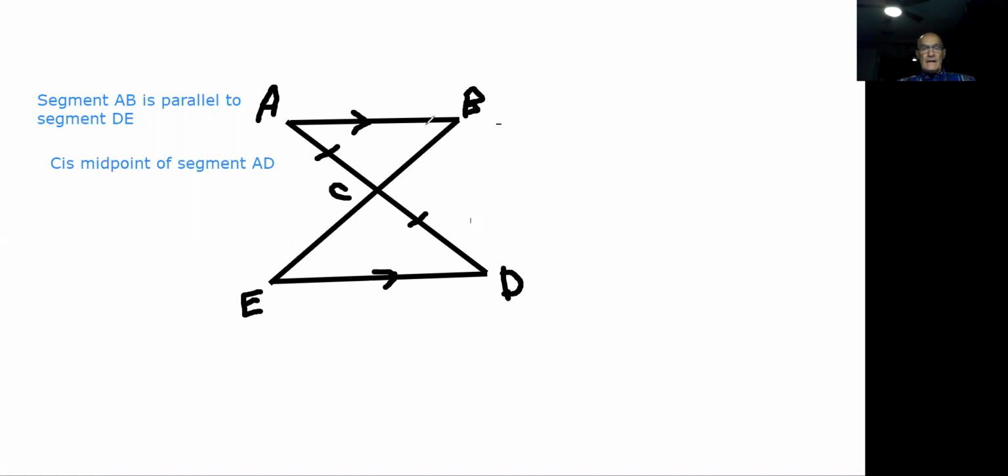But since I know these are parallel, I know that this angle here is congruent to this angle here because they are alternate interior angles. And then I can do the same thing over here. So I know that this angle here and this angle up here are congruent because they are also alternate interior angles. So now I have an angle, angle, side situation. Since I know these two angles are equal and these two are equal, of course here it's obvious that these two angles are vertical, so we know they're equal also.